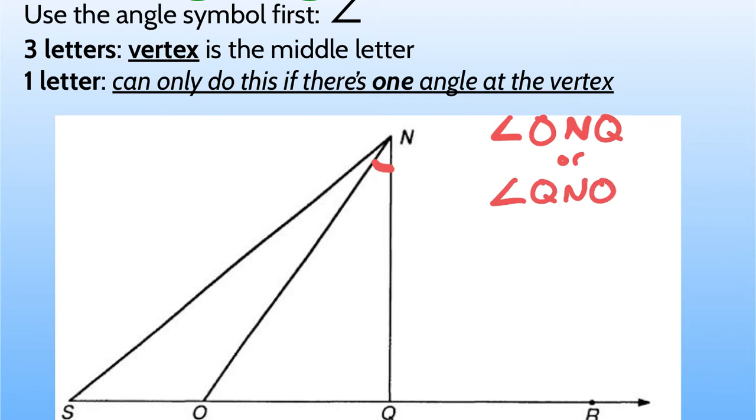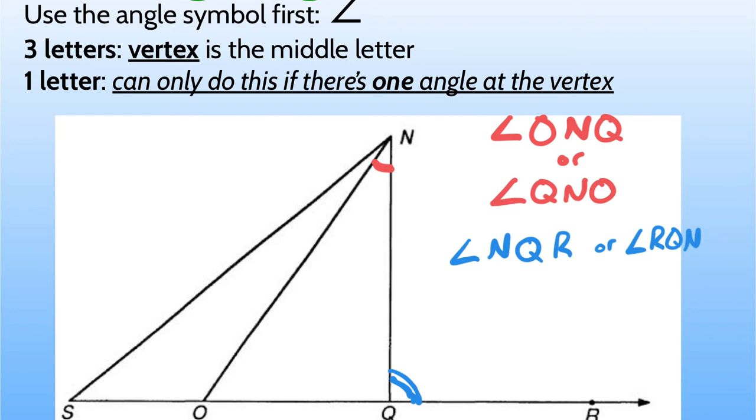Okay, so let's name another angle. Let's look down here, at this angle. Q is in the middle because Q is where the angle is. Q is the vertex. So we have Q in the middle, and the angle goes between N and R. So N on one side, R on the other side, or you could of course do it angle RQN.